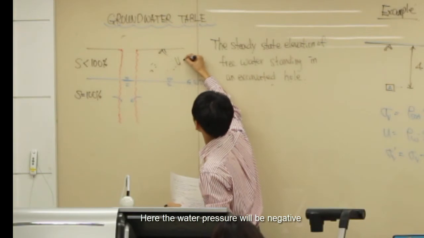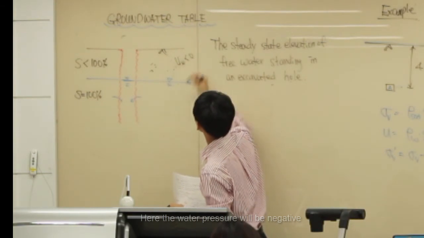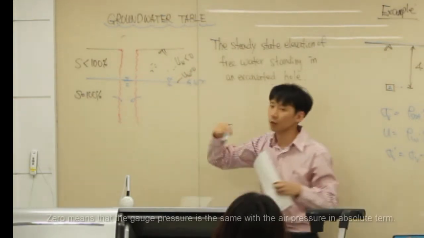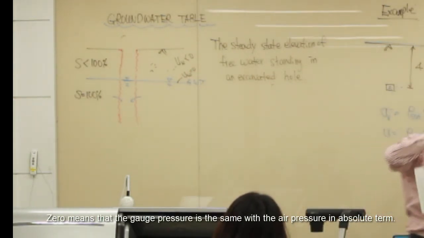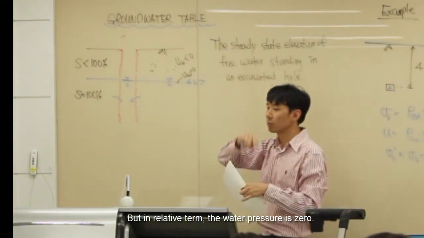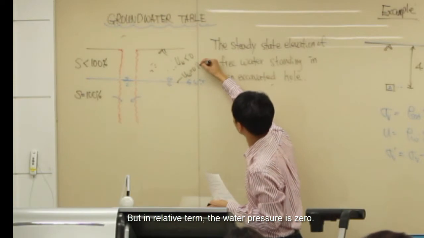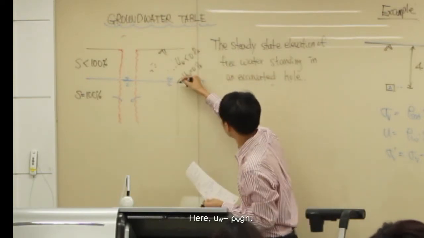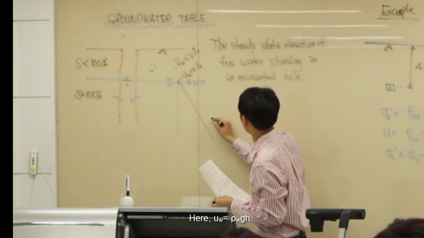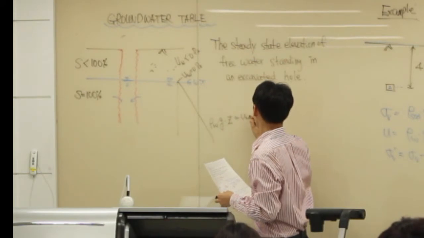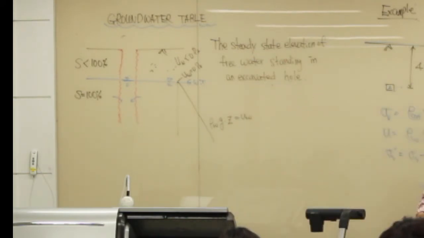The water pressure can be negative above, and here the water pressure is 0. Zero means that the gauge pressure is the same as the air pressure in absolute terms, but in relative terms, the water pressure is 0. And it will increase to about the unit weight of water times the depth.